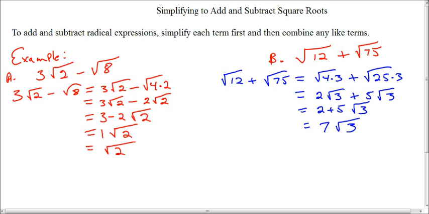And again, we're just in the simplification mode. We're not trying to evaluate the square root of 3 or approximate the square root of 3 and come up with an answer. But anyway, it's really straightforward.